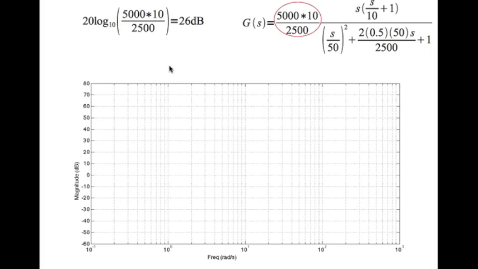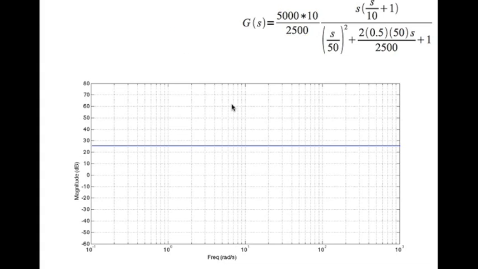First thing we do is look at the Bode gain and write it in decibels. So in this case it happens to be 26 decibels. You get it in decibels by taking 20 log to the base 10 of the magnitude. So that's your 26 decibel line right here.